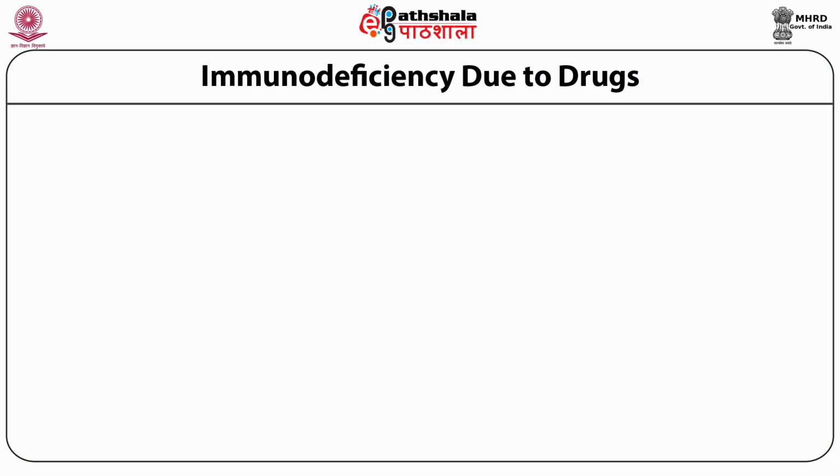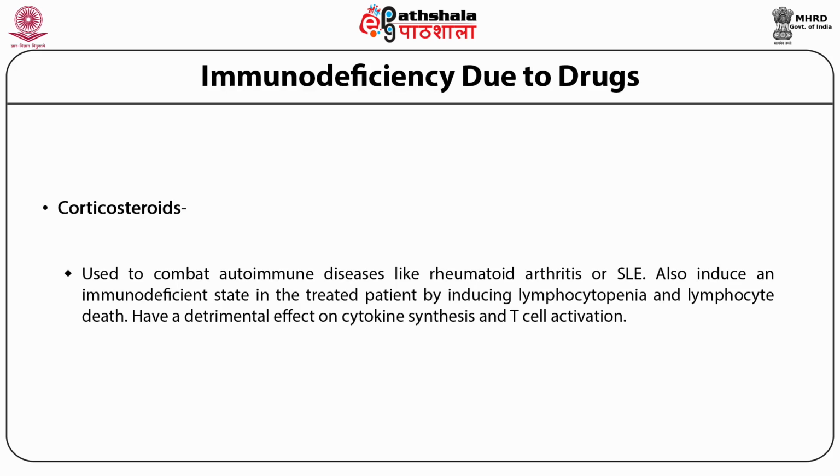Immunodeficiency due to drugs. Corticosteroids. Corticosteroids are generally used to combat autoimmune diseases like rheumatoid arthritis or SLE, that is systemic lupus erythematosus, and they induce an immunodeficient state in the treated patient by inducing lymphocytopenia and lymphocyte death. Corticosteroids also have a detrimental effect on cytokine synthesis and T cell activation.